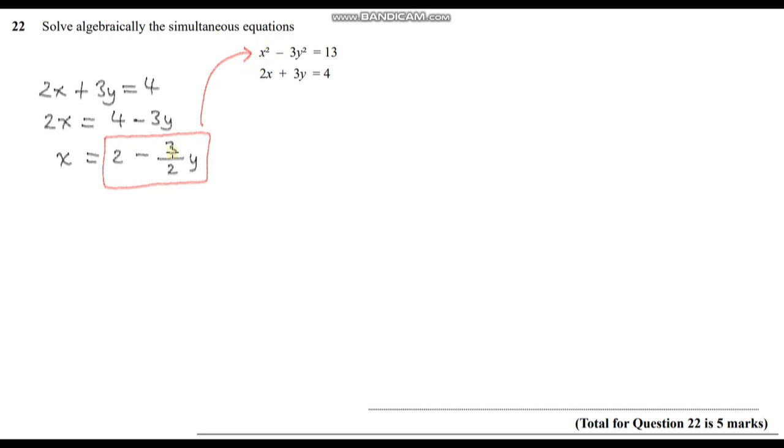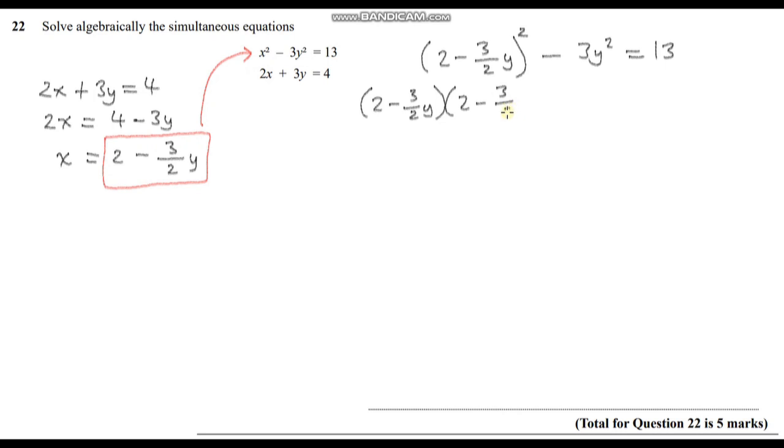Okay, and now I've made x the subject, I can substitute this expression for x into my first equation. So instead of writing x squared, I can do all of this squared. So let's do that. We've got 2 minus 3 over 2y, all of that squared. All I've done is replaced x with this expression, minus 3y squared equals 13. So let's expand the brackets. Let's just write this as a pair of double brackets, to make things clearer. So 2 minus 3 over 2y times 2 minus 3 over 2y.